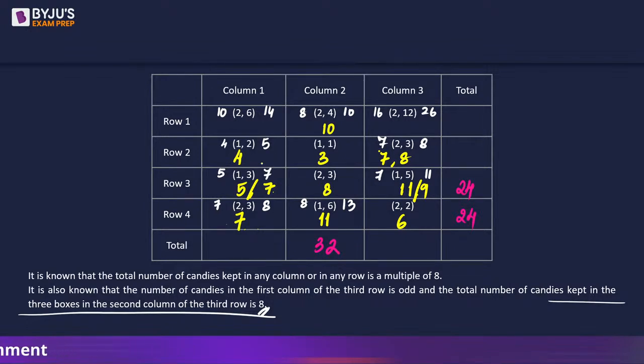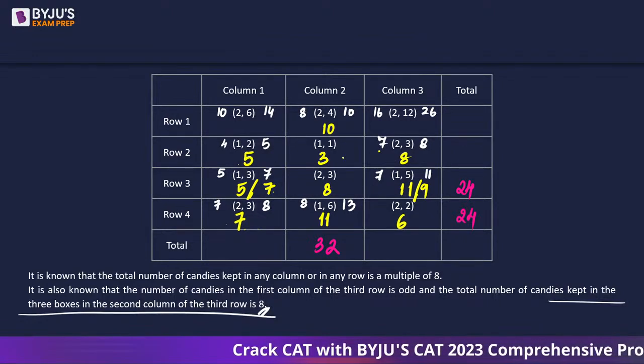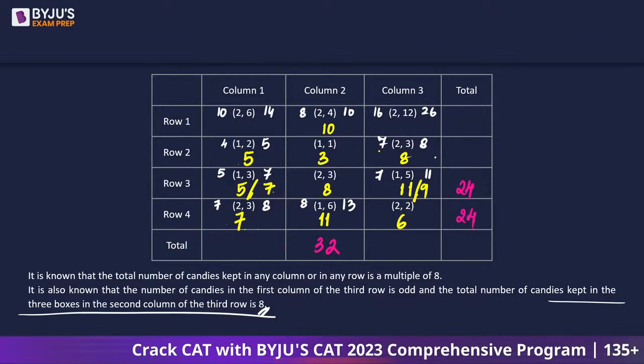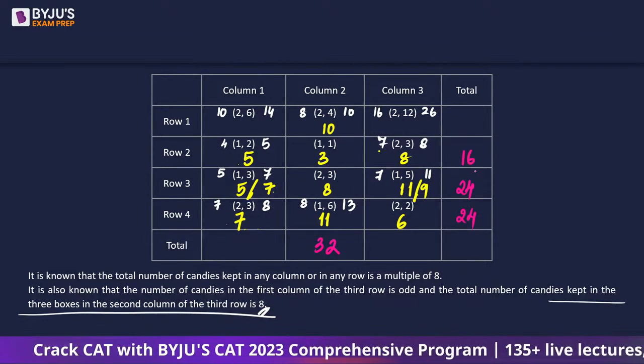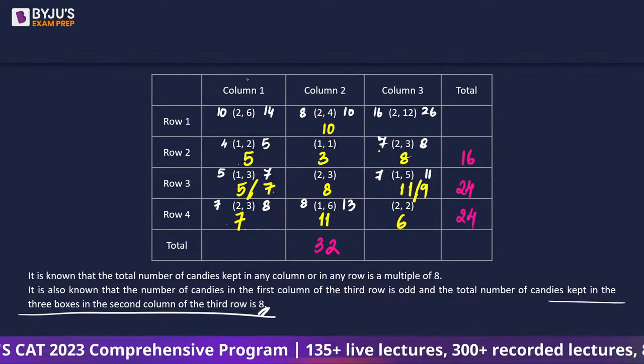So we can't have 4 3 and 8. 4 3 and 8 is 15, we miss by 1. That we can compensate by taking a 5 here. 5 3 8, 5 plus 3 8, 8 plus 8 16. This makes sense. Now let's look at column 1.